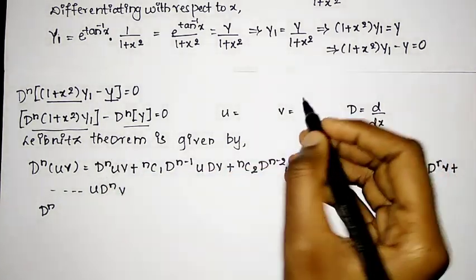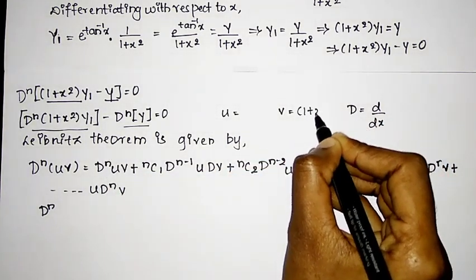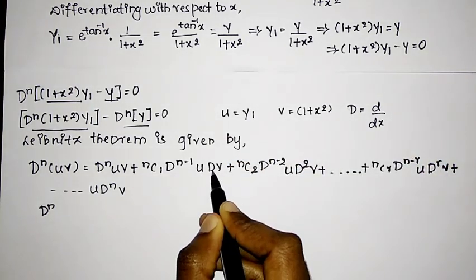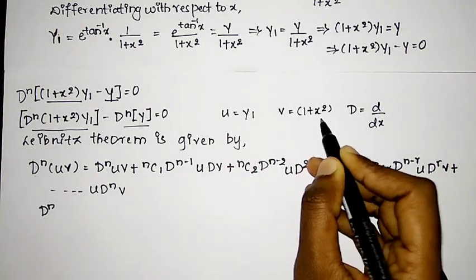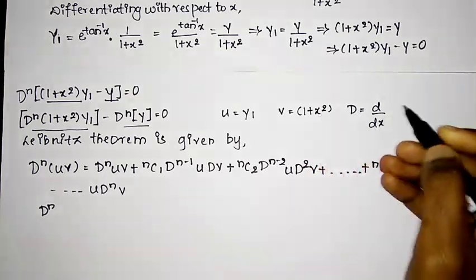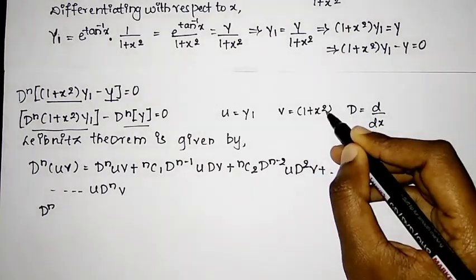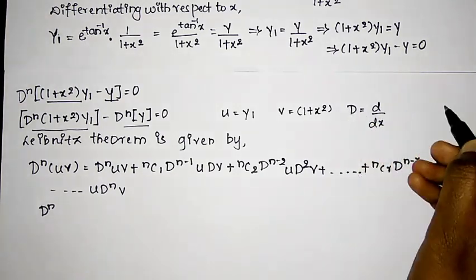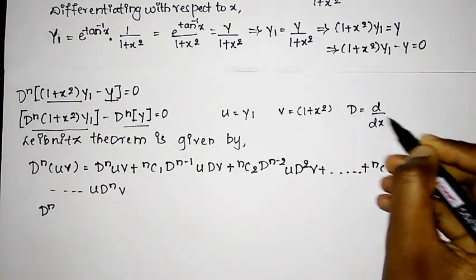But you need to stop the derivation. For that purpose, consider v equal to 1 plus x square and u equal to y1. The first derivative of 1 plus x square will be 2x, and if you differentiate again, it will be 2. Further differentiating leads to a constant term, that is 0.